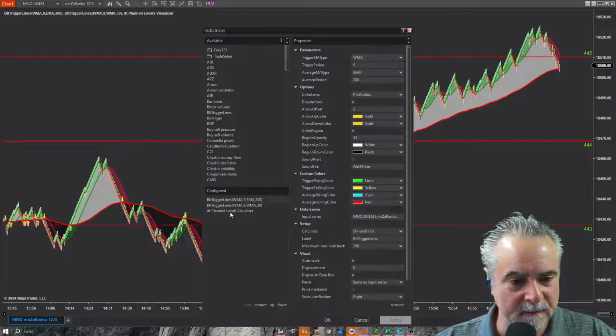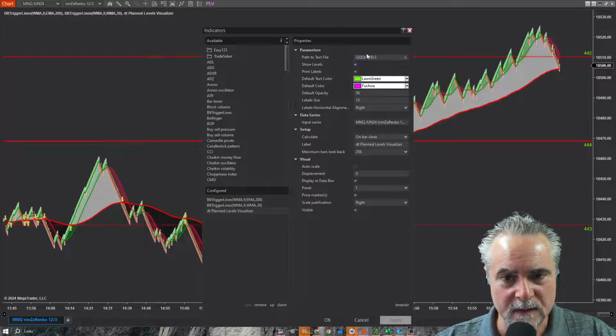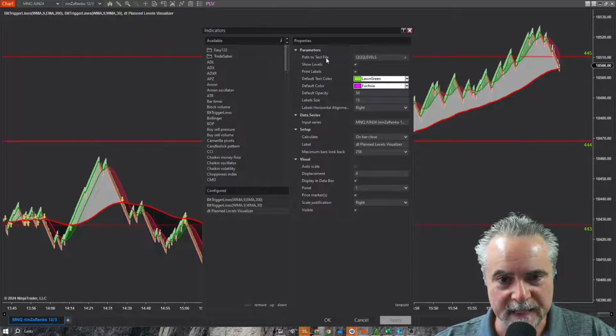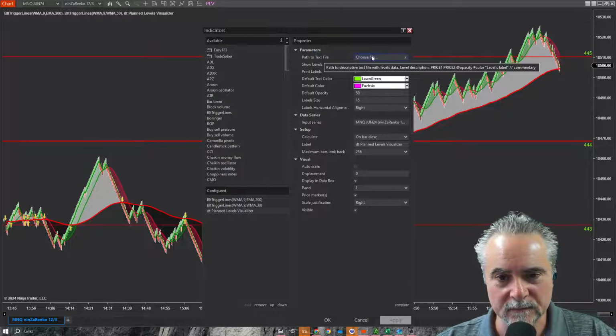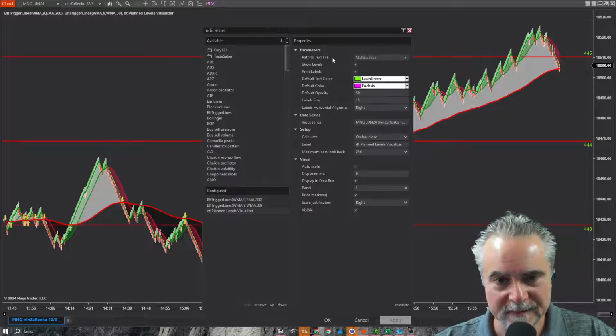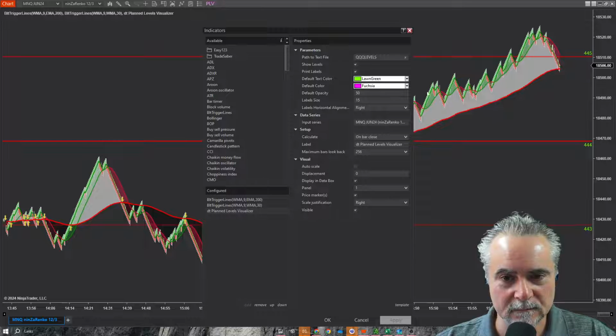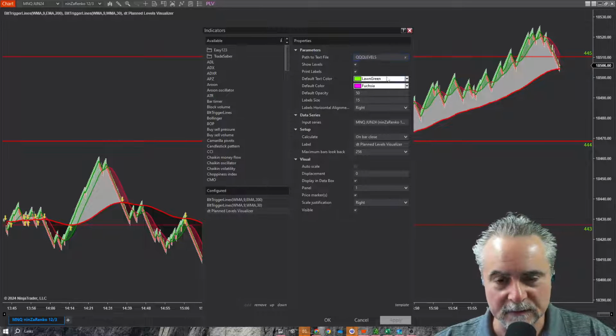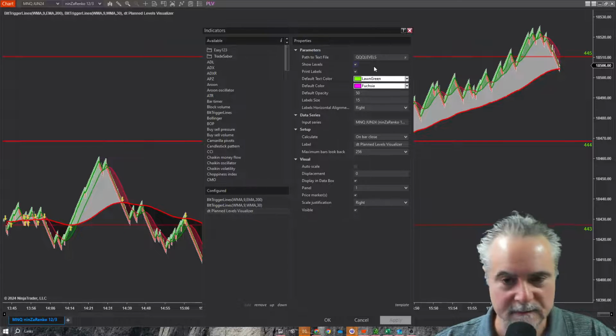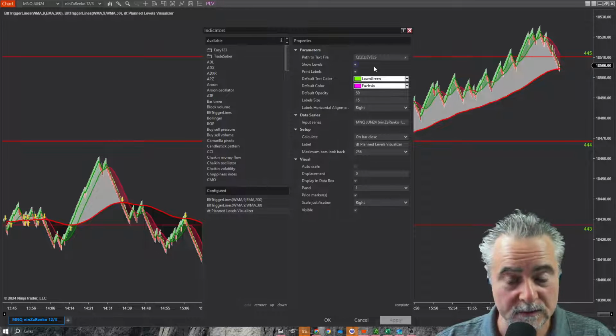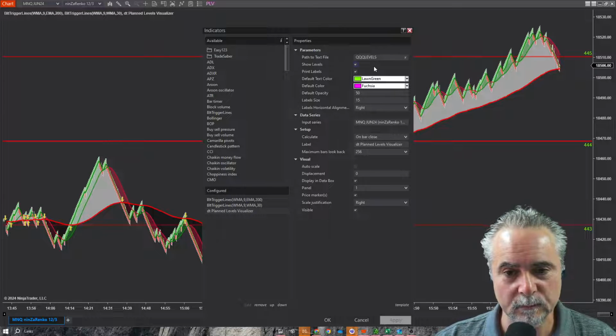Indicators, so DT planned levels. So basically there's a text file that this indicator looks at, and in that text file it's going to give these levels and where they correlate on whatever instrument you're looking at. So I have QQQ levels here. I would have SPY levels on my ES chart, IWM on my Russell chart. Just whatever index you want to use, and you can use whatever index you believe in.